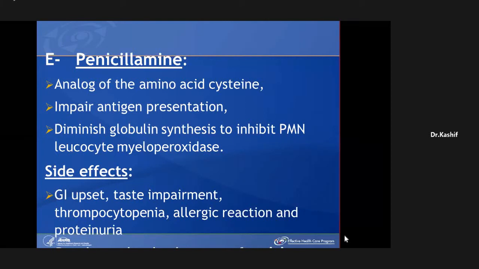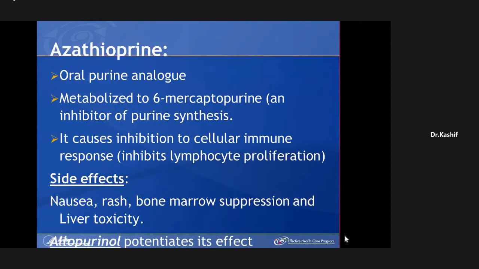So you will find this group of drugs. All you have to remember is not their mechanism of action, because every drug has a different mechanism of action. Additionally, they all have an impact on the immune system. Azathioprine is a second line drug, and it is basically an immunosuppressant, a very well known one. It is metabolized to 6-mercaptopurine, and it causes inhibition of cellular immune response. Again, it causes nausea, rash, bone marrow suppression, and liver toxicity.